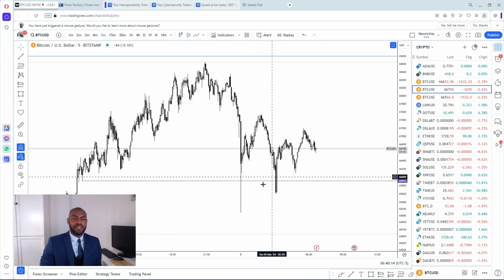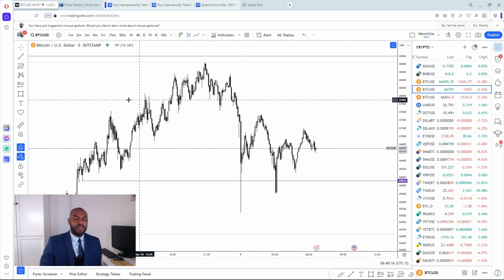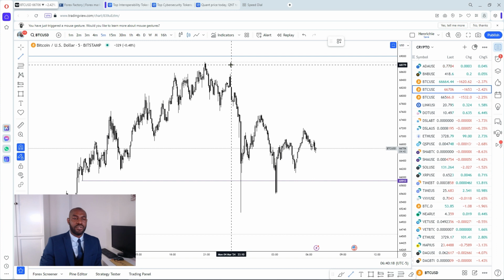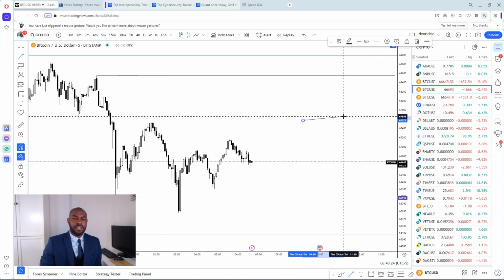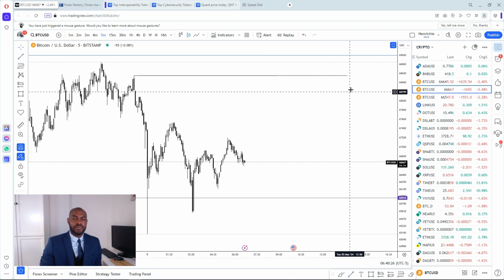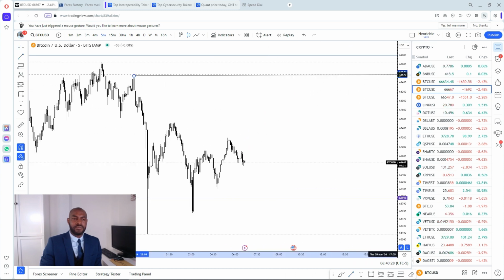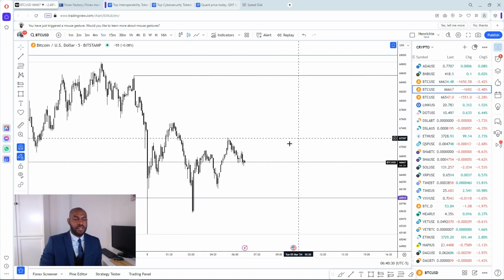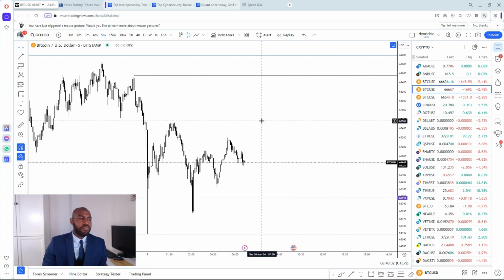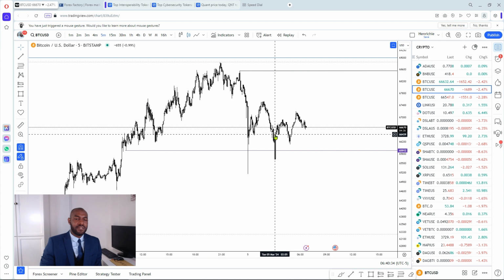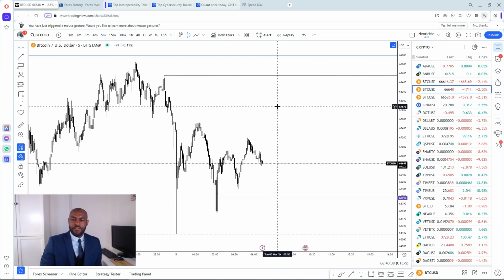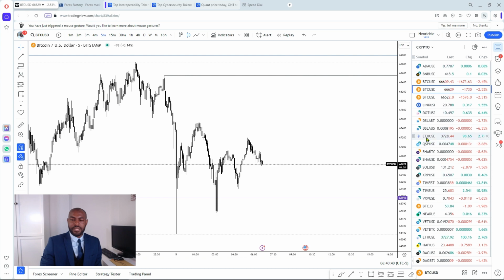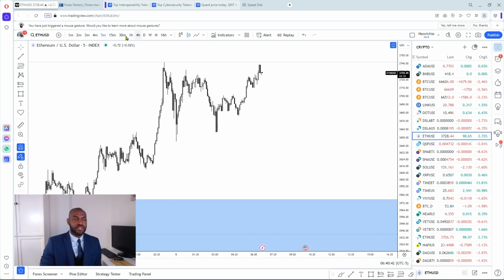So all we would like to see from here would be a potential 5-minute shift in market structure, and then a potential rally to take the all-time high. So that is my analysis on Bitcoin and where I'm anticipating to see Bitcoin gravitate to. If you do have any questions, feel free to drop them in the chat and I'm going to be there to answer you. So let's look at Ethereum as well.